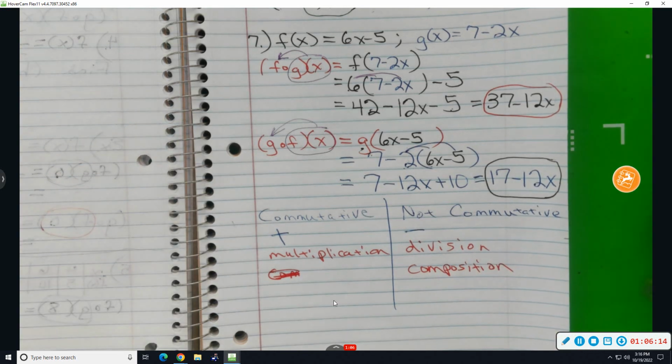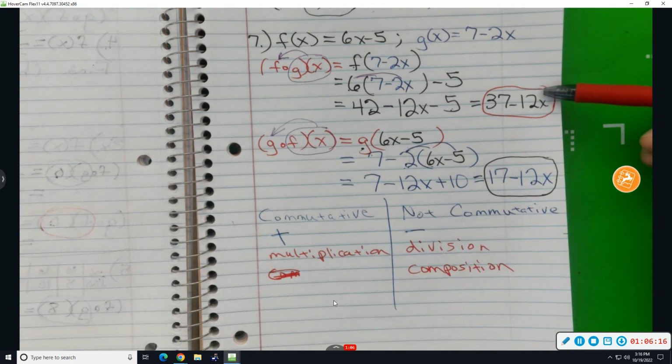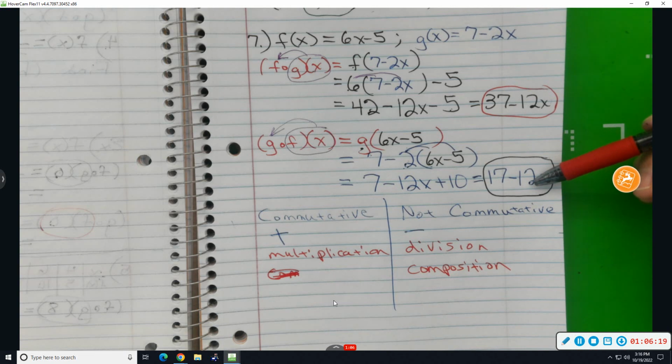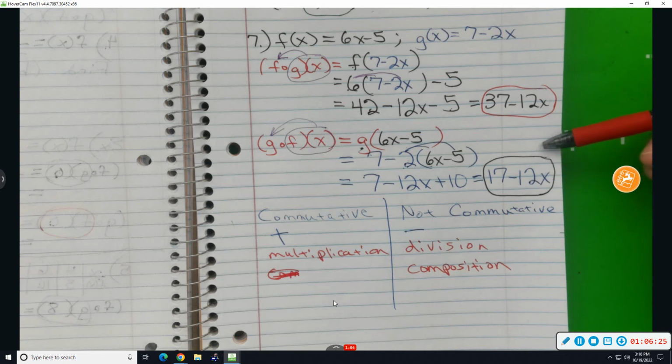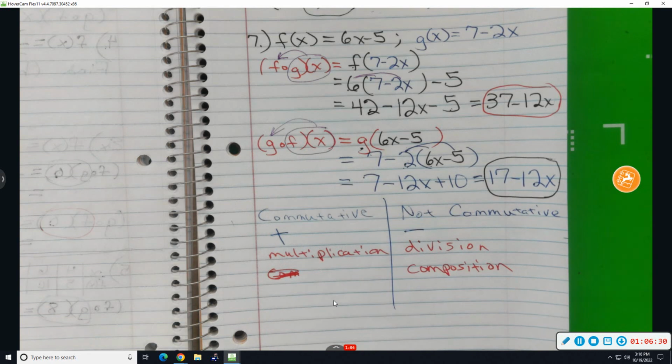So if they ask you to find F composed with G, and you mess up and find G composed with F, you're probably going to get the answer wrong on the test. Any questions there? The order in which those letters are written is important.